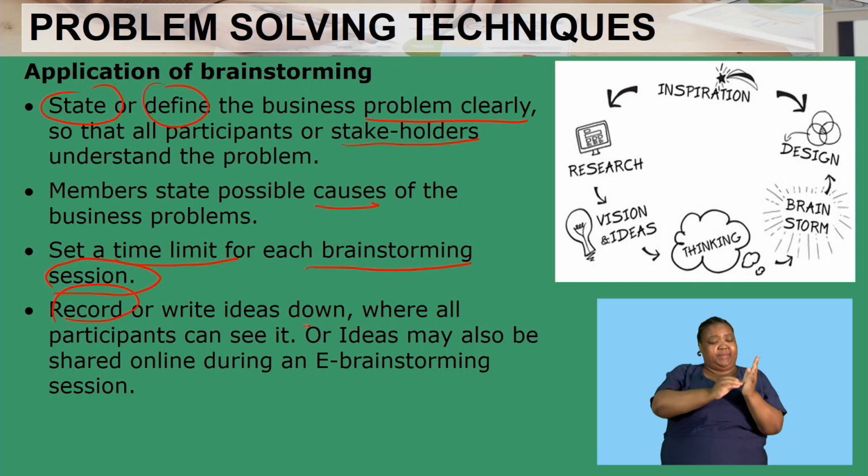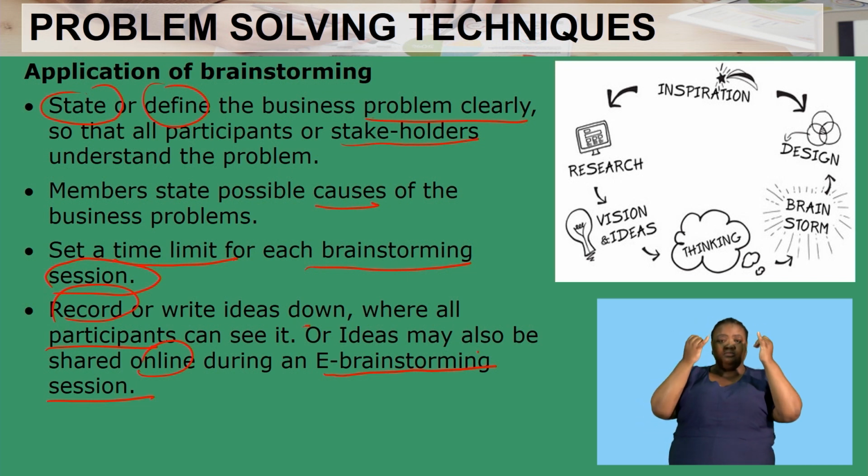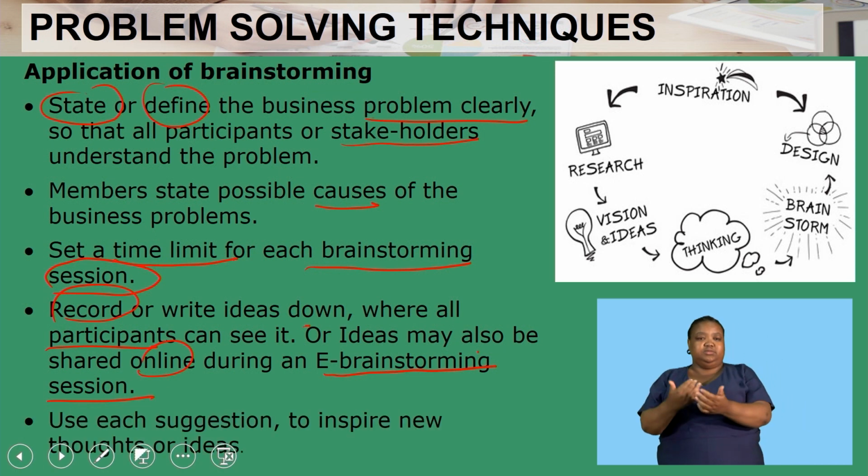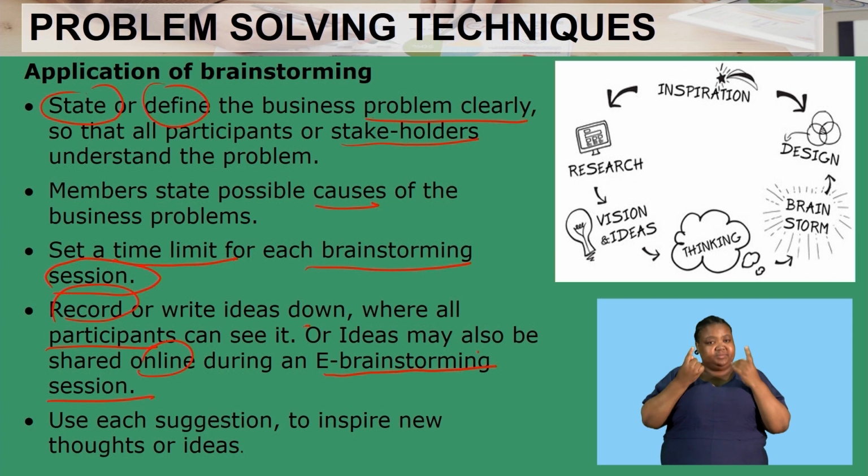Right, record or write ideas down. The ideas need to be written down where all the participants can see them, or the ideas may also be shared online during a brainstorming session. As you know, we're going towards the 4th industrial revolution, so most of the things are done virtually. So even a brainstorming session can happen electronically, or it can happen online. Right, so this is our application of brainstorming as a problem solving technique.